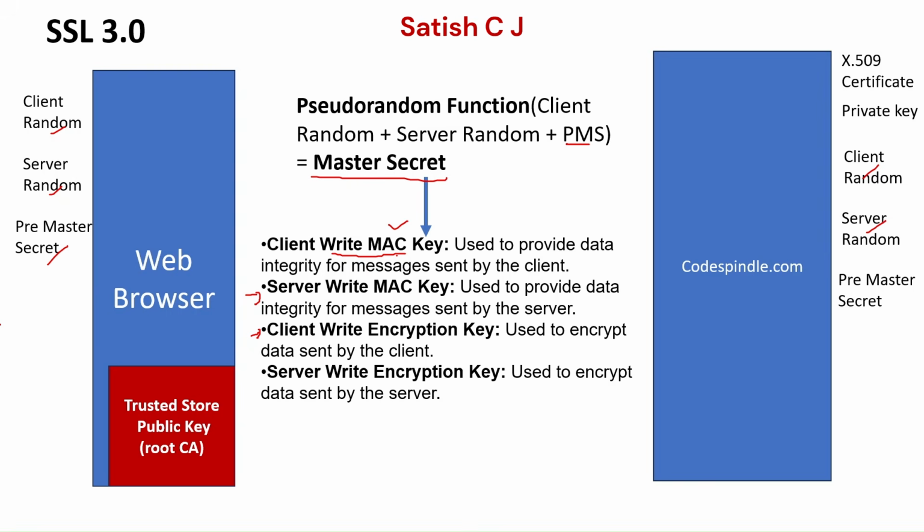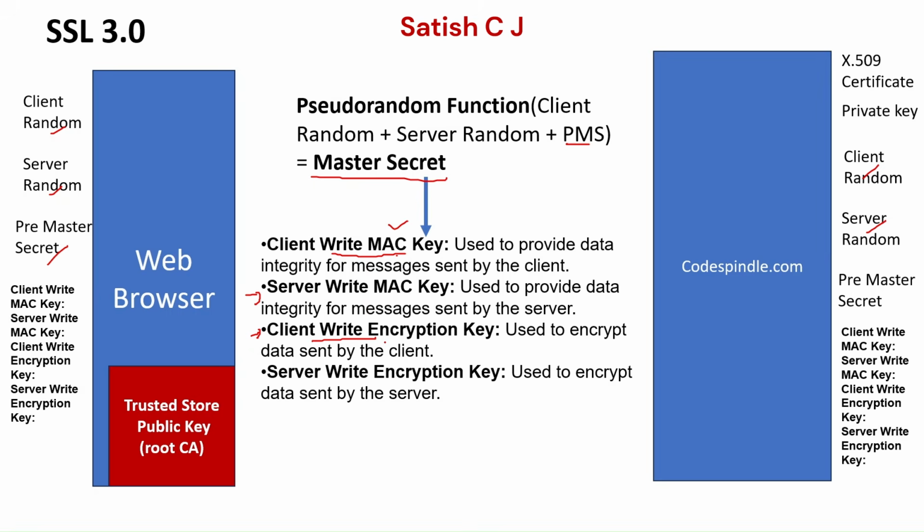So it's a symmetric key encryption. The same key is used for encryption and decryption. When the packet moves from the client to the server, for encryption and decryption we use the client write encryption key. When the packet moves from the server to the client, for encryption and decryption we use the server write encryption key. So after this stage, both the client and the server have these four different keys, which were generated from the master secret by expanding it.